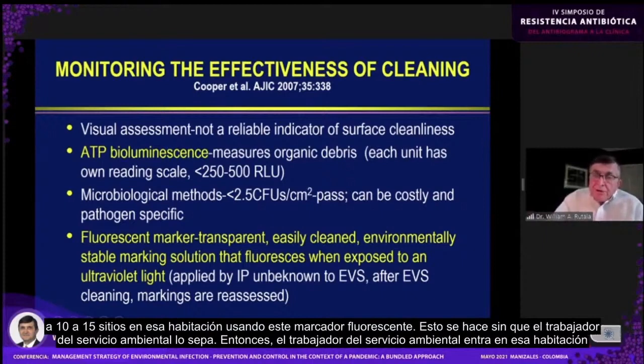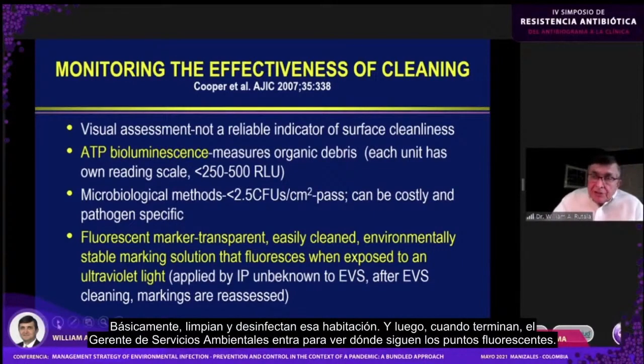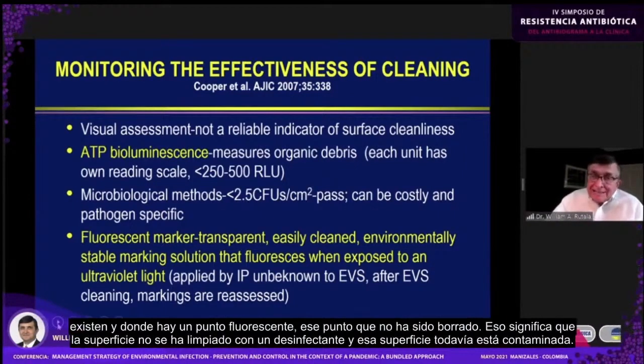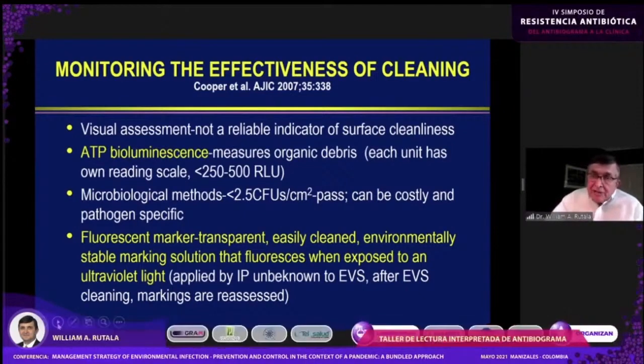This is done unbeknown to the environmental service worker. So then the environmental service worker goes in that room, they essentially clean and disinfect that room, and then when they're done, the environmental service manager goes in to see where the fluorescent dots still exist. Wherever there's a fluorescent dot that has not been wiped, that means that surface hasn't been wiped with a disinfectant, and that surface is still contaminated.